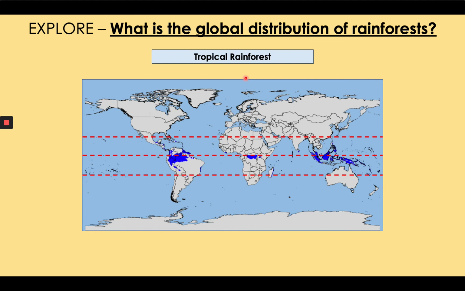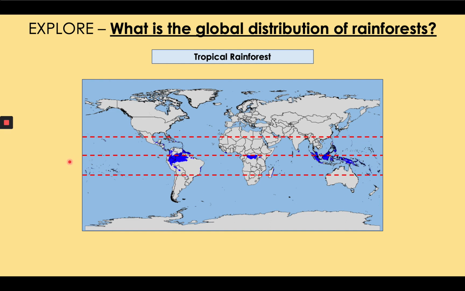So what is the global distribution of rainforests? This is a recap of what we've done in the previous lesson. The blue biome, tropical rainforest, is mostly located between 10 degrees north and 10 degrees south of the equator. The Amazon, the Congo rainforest, the Malaysian and Indonesian rainforests.